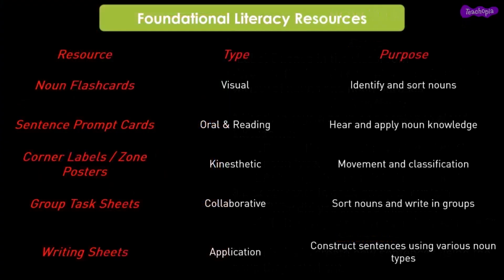The foundational literacy resources are as follows. Noun flashcards, which are visual, and the purpose of these flashcards is to identify and sort nouns. Sentence prompt cards, which are the oral and reading type, are helpful to hear and apply noun knowledge. Corner labels or zone posters, the kinesthetic type, help in movement and classification. Group task sheets are a collaborative way to sort nouns and write in groups. Writing sheets, which are application based, help the students to construct sentences using various noun types.